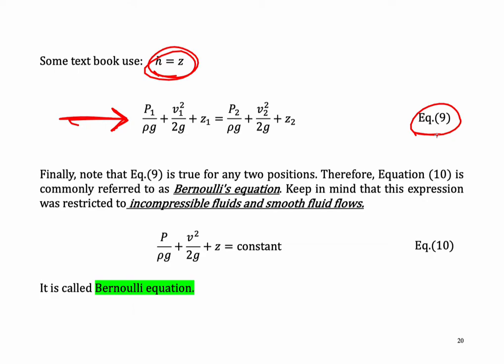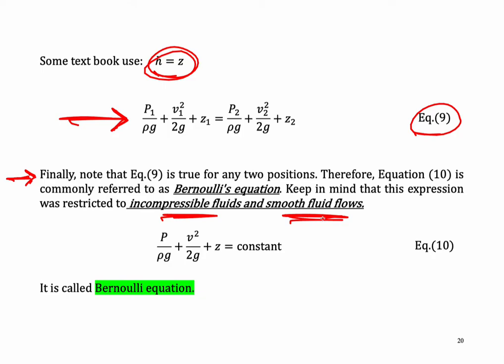Finally, note that equation 9 is true for two positions. So please be careful about this condition of the Bernoulli equation. Therefore, equation 10 is commonly referred to as the Bernoulli equation. Keep in mind that this expression is restricted to incompressible fluid and smooth fluid flow. So it can only be used for incompressible fluid. Normally for water and oil, we use the Bernoulli equation, and smooth fluid flow means we assume there is no high resistance on the flow.